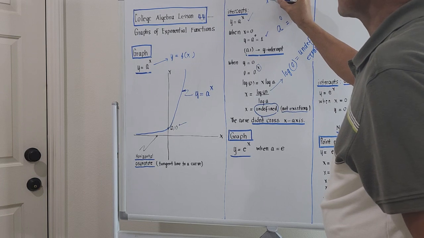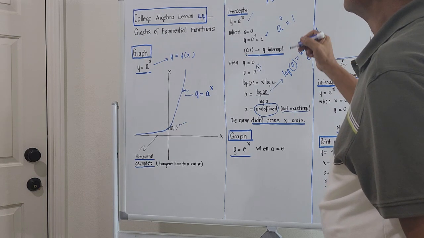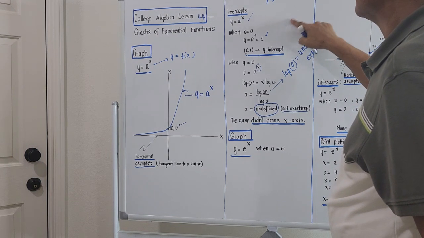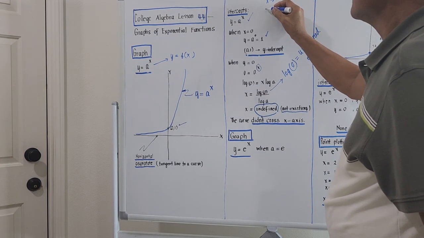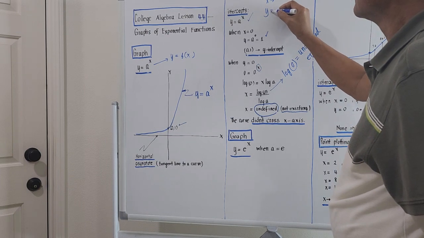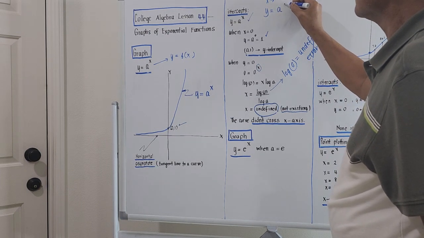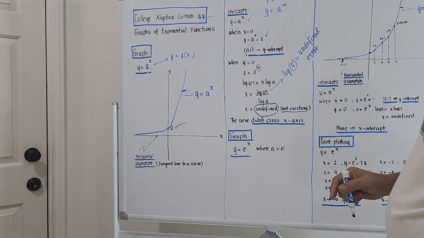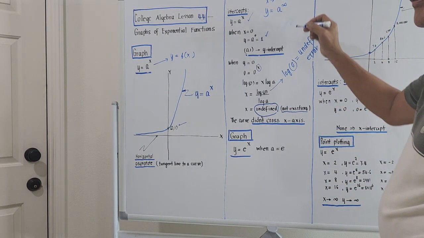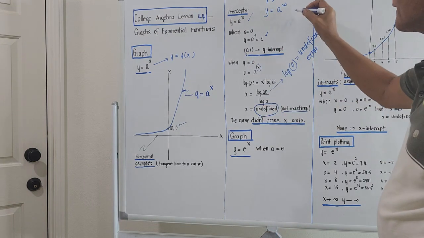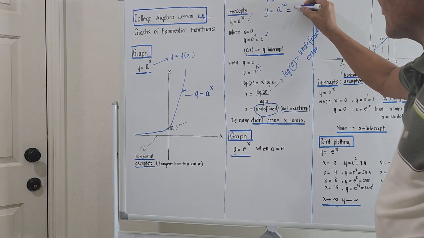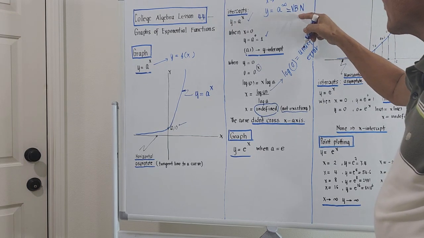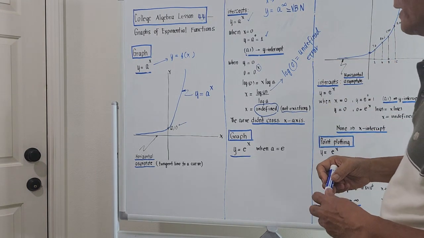If we place x equal to infinity, what will happen? y should be equal to a raised to infinity. Infinity is a very, very big number, right? Maybe a trillion, something like that. But this is a very big number.